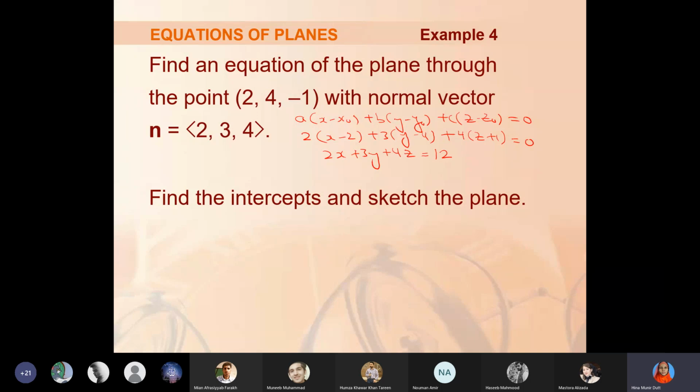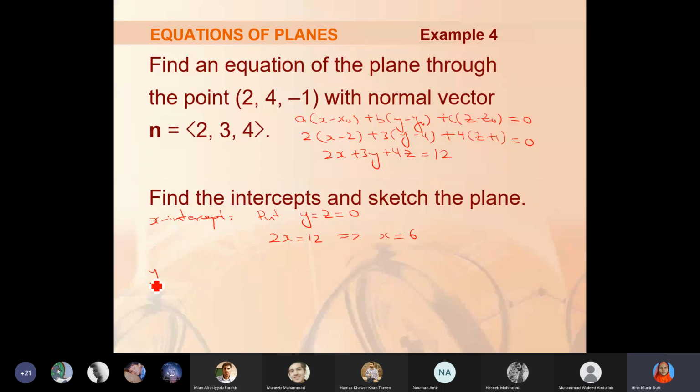Okay, very simple to find. So next, I have to find the intercepts and sketch the plane. First I will find the x-intercept. The x-intercept is the point where the surface is crossing the x-axis. When it crosses the x-axis, at that point both y and z are 0. So I will put y and z equal to 0. I will get 2x is equal to 12. This implies that x is equal to 6. So 6 is my x-intercept.